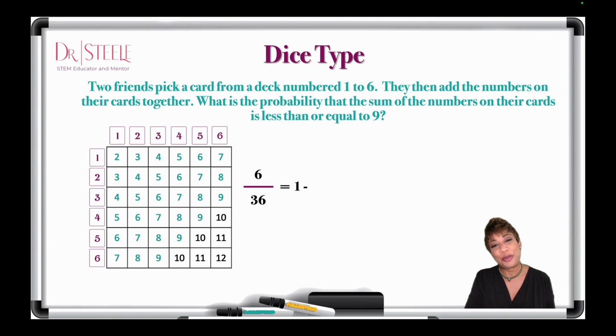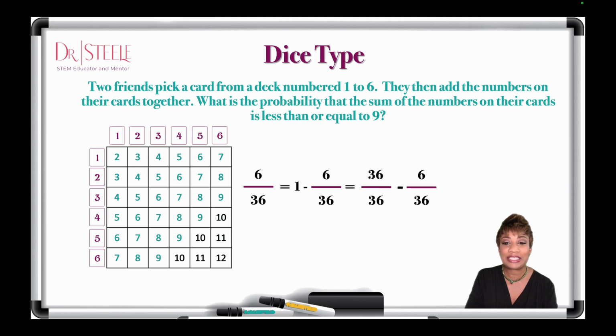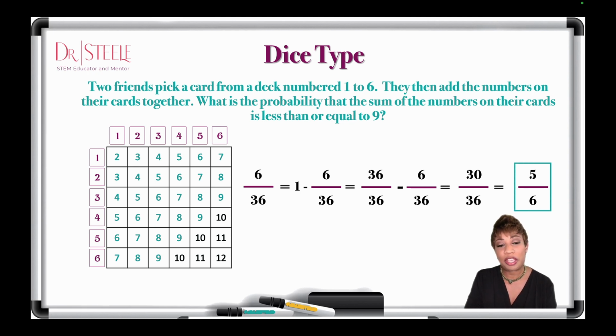Okay, so we're going to do 1 minus, again, what the question is not asking for, which is 6 over 36. And our final answer is 5/6. And again, you don't have to do it this way. You could count all the ones that are in teal, or you can do it this way. Either way is perfectly fine.